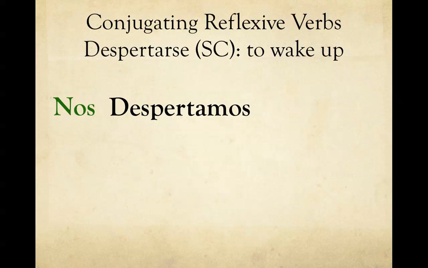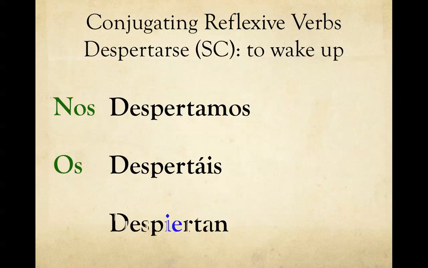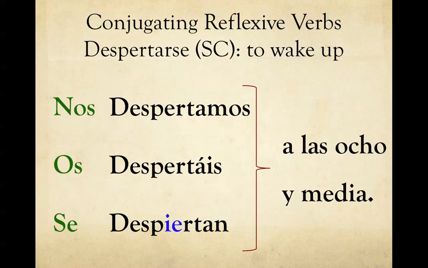Now, if you guys remember stem changing, they don't stem change in the nosotros or the vosotros form, but they would, okay, for the third person. So, don't forget about that, yeah? Nos despertamos a las 8:30. Os despertáis a las 6, no?